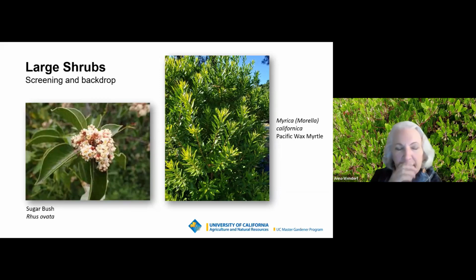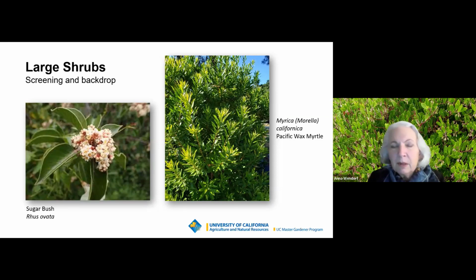The sugar bush grows quickly and you can make a drink out of the berries. It looks very polished in a front garden. You can prune it into a hedge as small as 3 feet tall if you need to. And it's a great pollinator plant also.